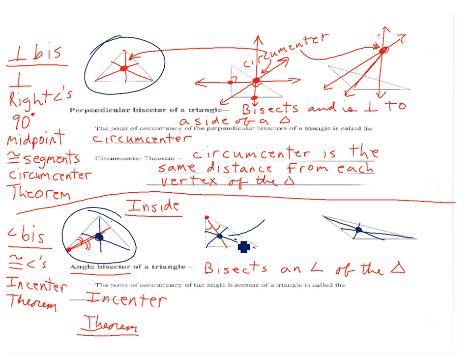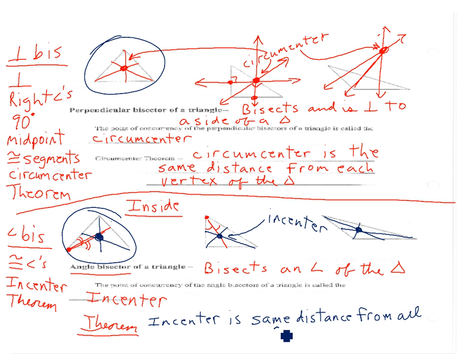Again, remember that point where they all come together is called the point of concurrency. It's called the incenter. So the theorem says the incenter is the same distance from all 3 sides of the triangle. The incenter is the same distance from all 3 sides of the triangle.